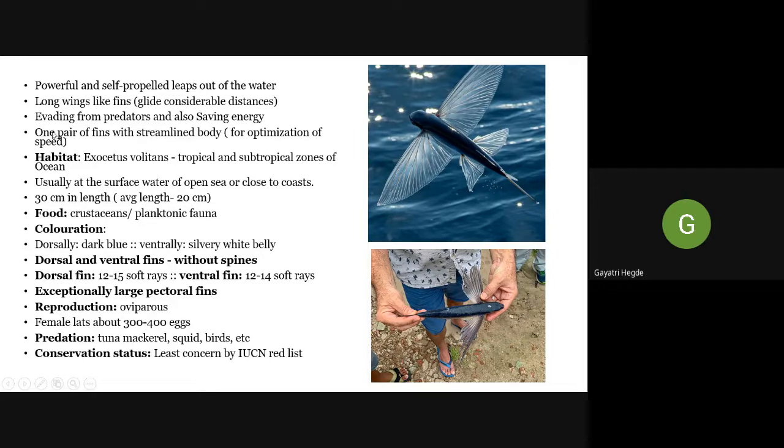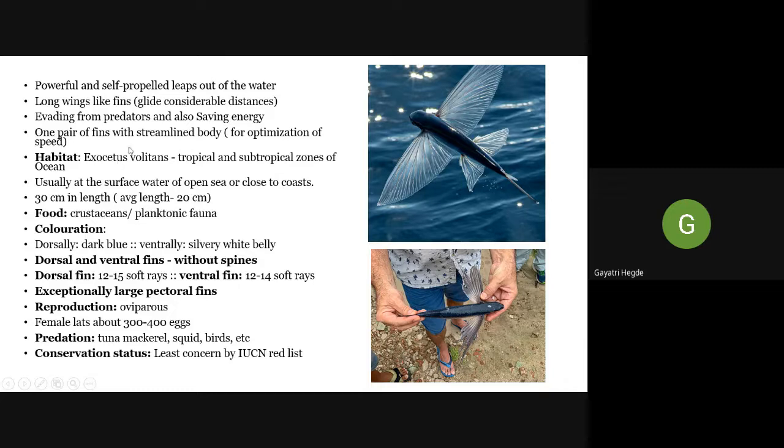One pair of fins comes with a streamlined body. What is a streamlined body? A narrow, slender body which has minimum opposition to air or water currents, whether they are flying in air or swimming against water current. That type of body is called a streamlined body.